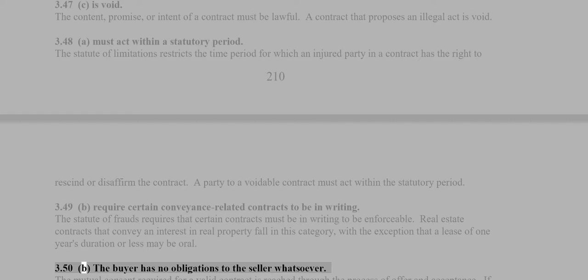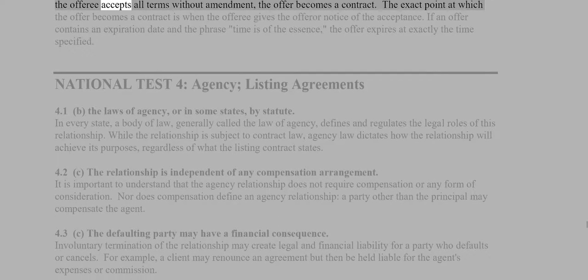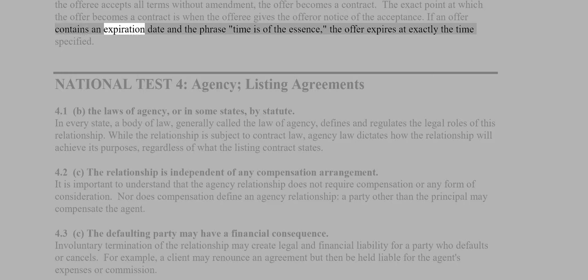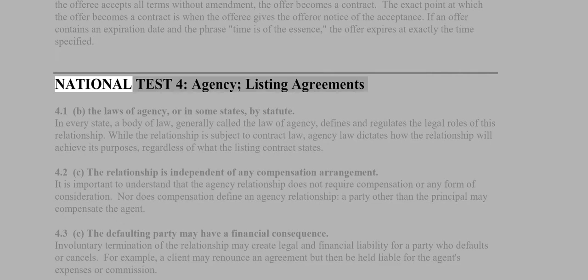3.50 b. The buyer has no obligations to the seller whatsoever. The mutual consent required for a valid contract is reached through the process of offer and acceptance. If the offeree accepts all terms without amendment, the offer becomes a contract. The exact point at which the offer becomes a contract is when the offeree gives the offerer notice of the acceptance. If an offer contains an expiration date and the phrase "time is of the essence," the offer expires at exactly the time specified.